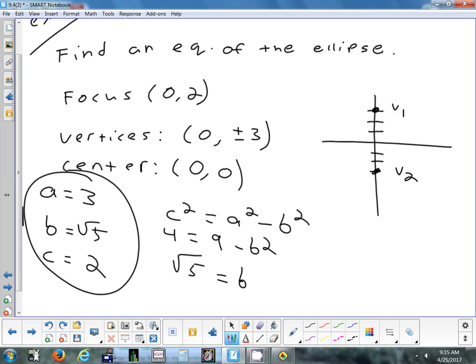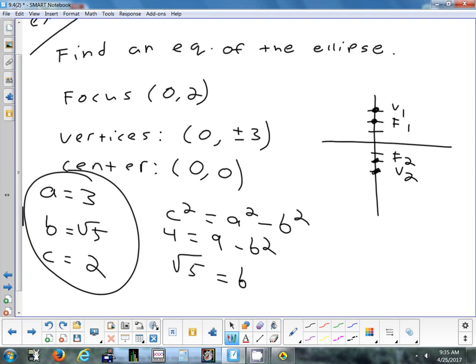Now, we have to figure out, because they didn't tell us, does the major axis go vertical or does it go horizontal? The major axis is going to go right through all the important points. So in this case, do the important points line up vertical or do they line up horizontal? Yeah, they're going to line up vertical. I didn't finish graphing all of them, but here's the focus. And here's the other focus. Everything's going to line up vertical.